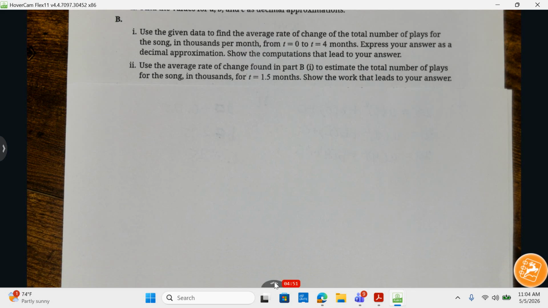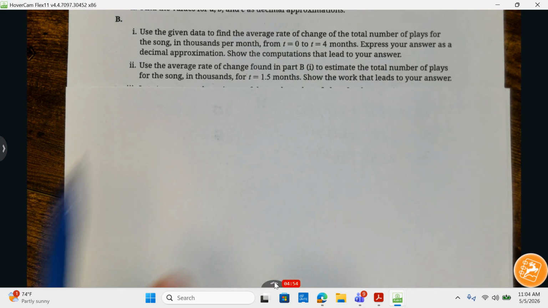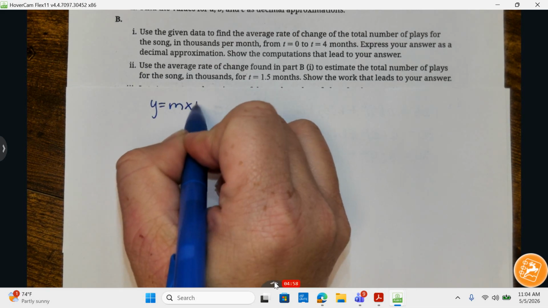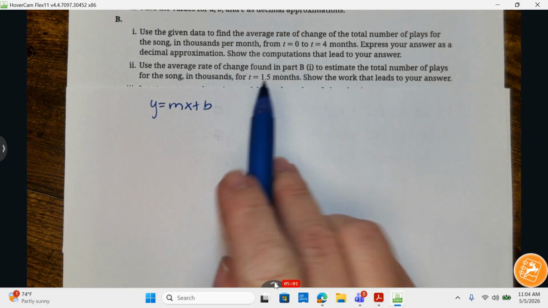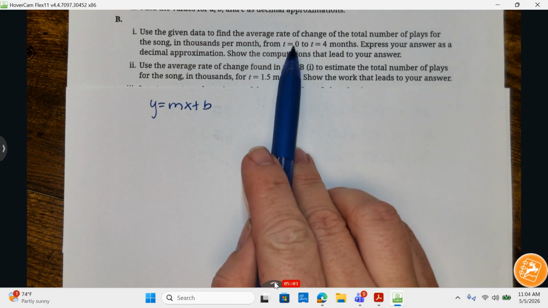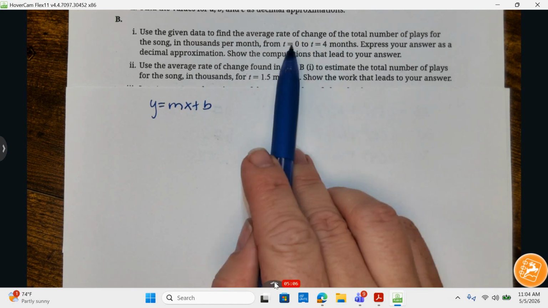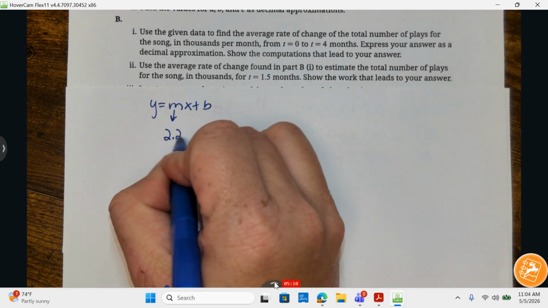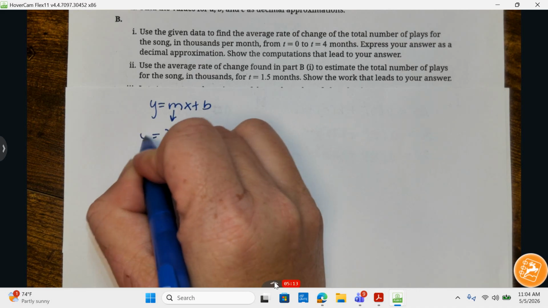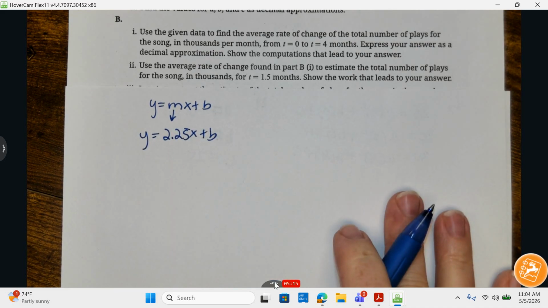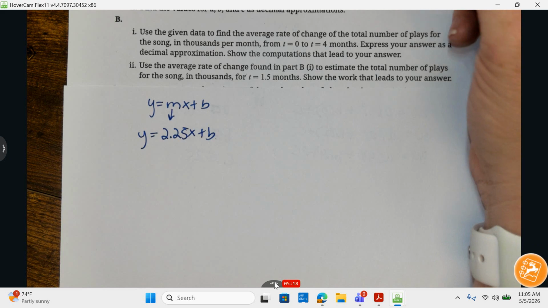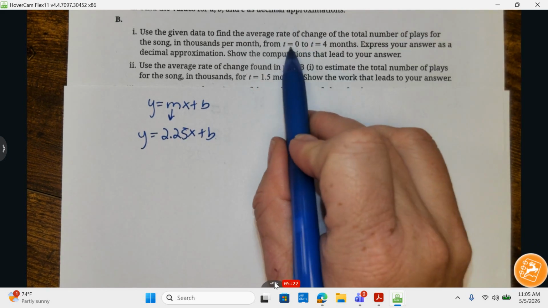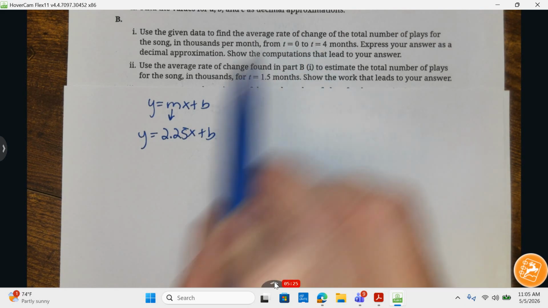Right, so now this second part of B, it sometimes says to use a specific extra point. We are going to come up with a linear equation. And it says use the slope from up above. So that went from 0 to 4, right? So from 0 to 4, we created the average rate of change, and that was 2.25. So I'm going to replace m with 2.25. And then I'm going to choose any value, so 0, 25, 2, 30, 4, 34. I could choose any one that's within this to find my b value.